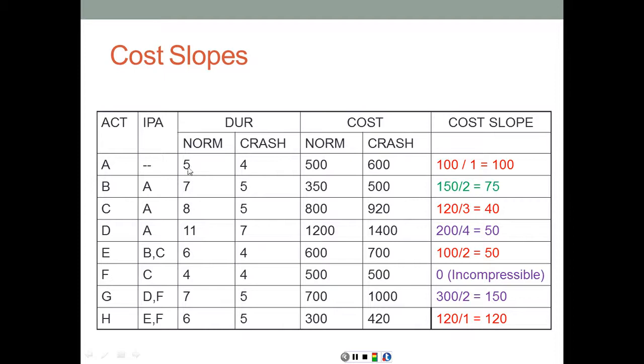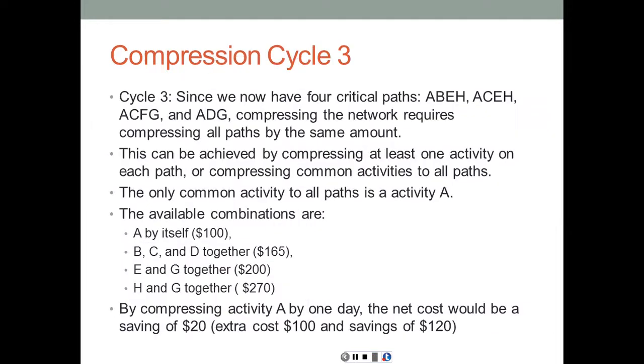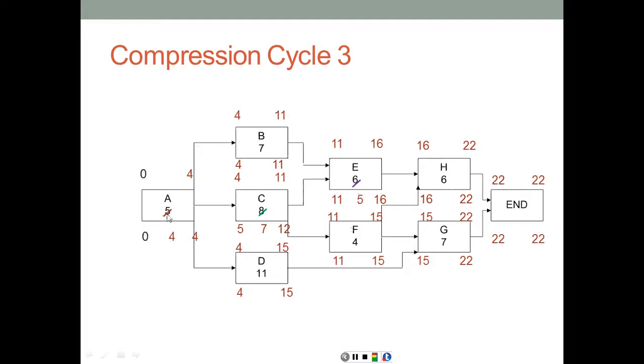Activity A can be compressed only by 1 day. So we're going to use that day to compress. And notice that the extra cost of compression is going to be $100, but yet we are still saving $120. So the net balance at the end is still going to be savings, which is still positive. We are still moving on the right side of the curve, but getting very close to that lowest cost point, beyond which any compression is going to result in an increase in the total cost of the project. Now we drop the duration of activity A to 4, and now we have compressed the network.